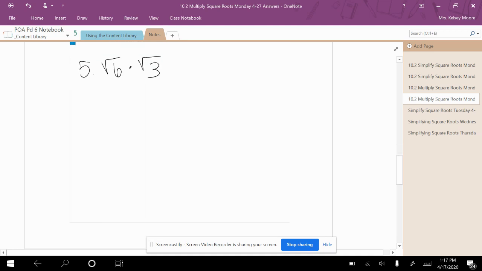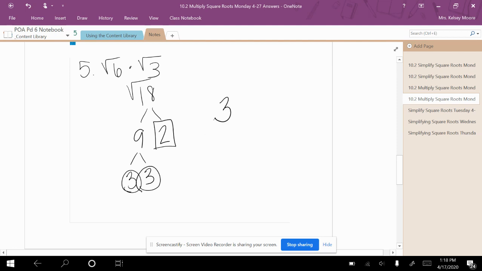Okay, in the next example, I have square root of 6 times square root of 3. Multiply those together. You get the square root of 18. Breaking apart the square root of 18, and you should get, let's do 9 and 2, 3 and 3. So then you can do 3 and 2.